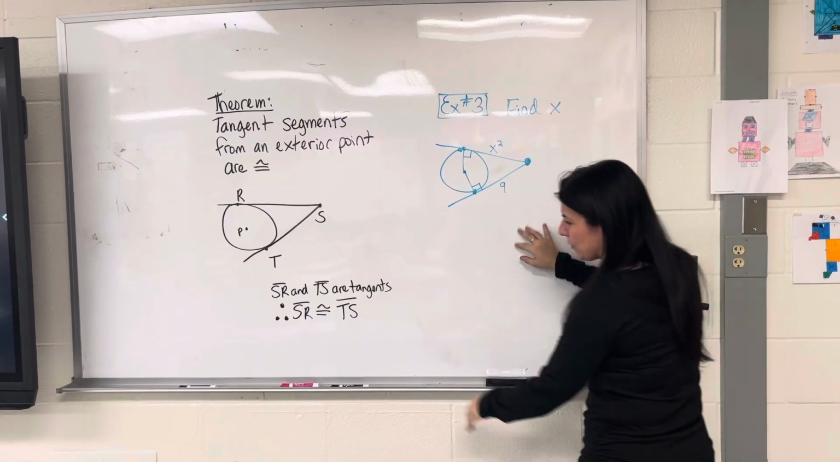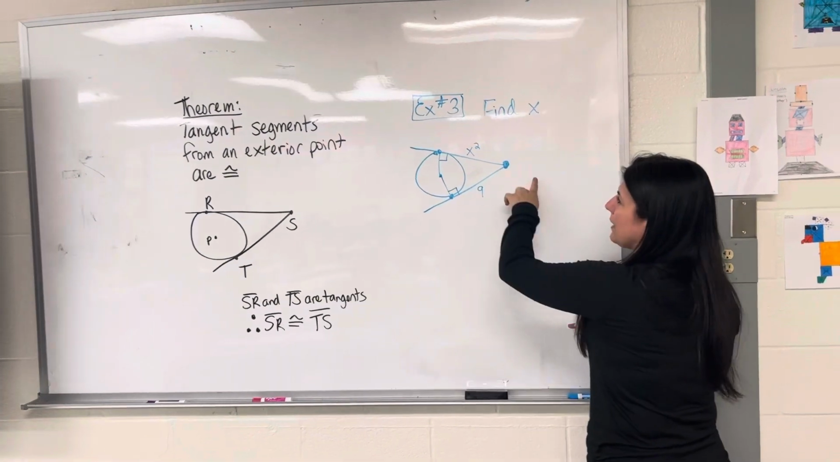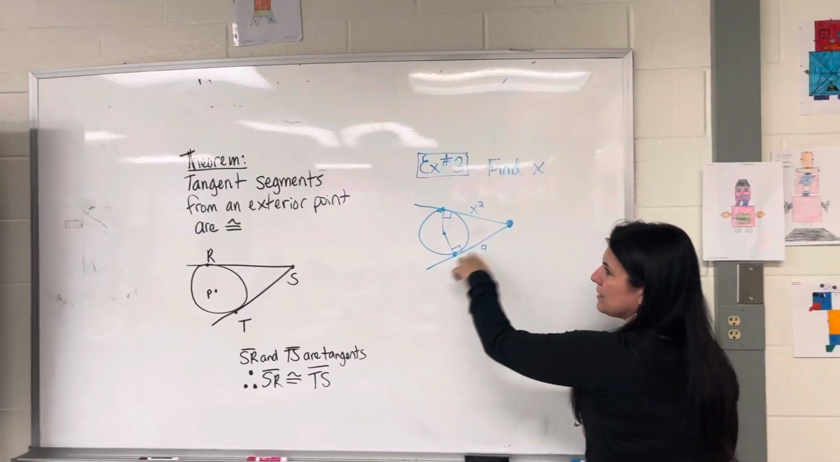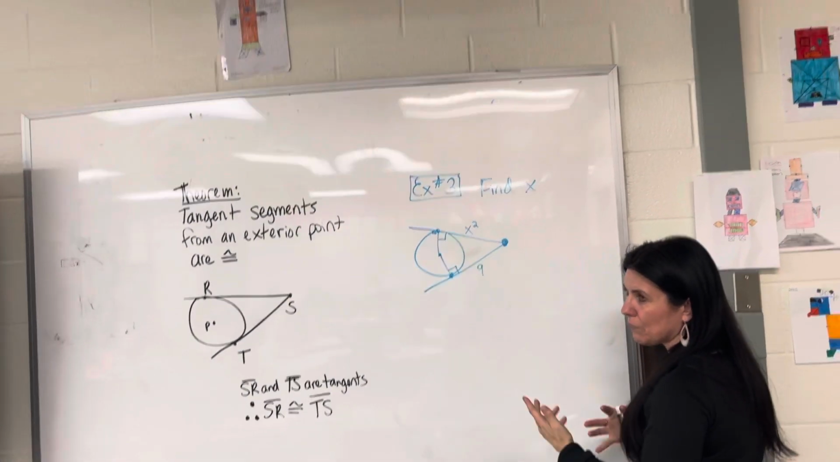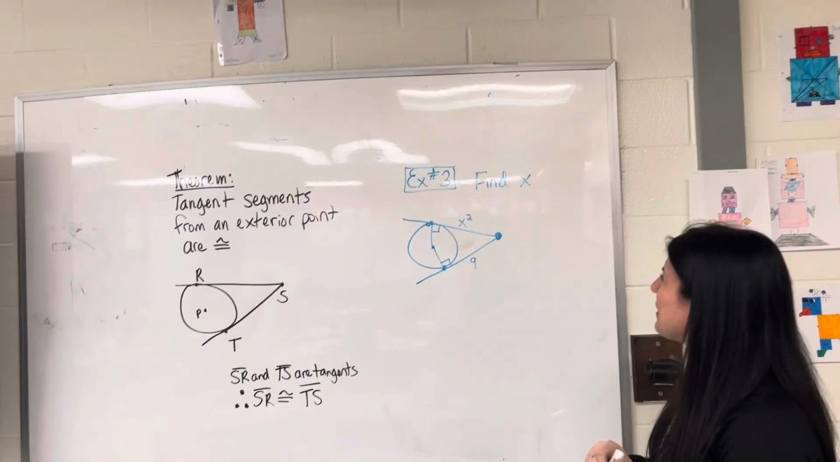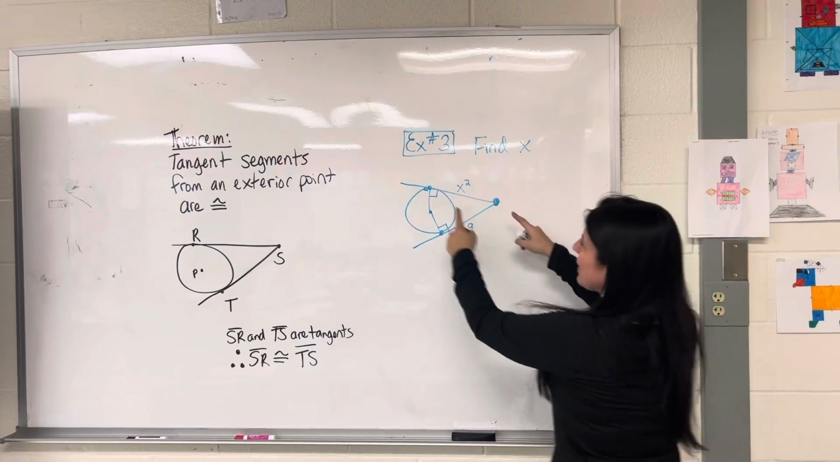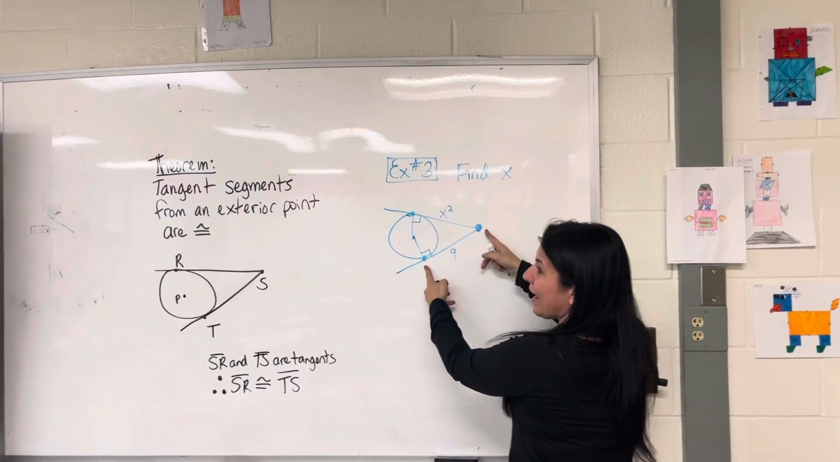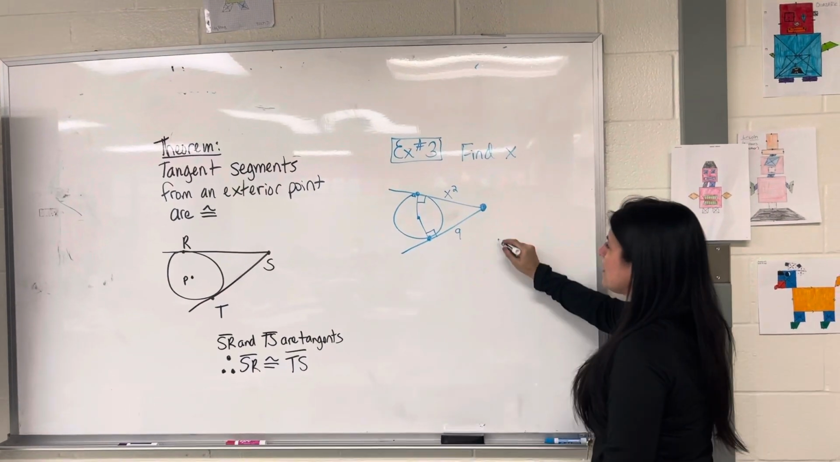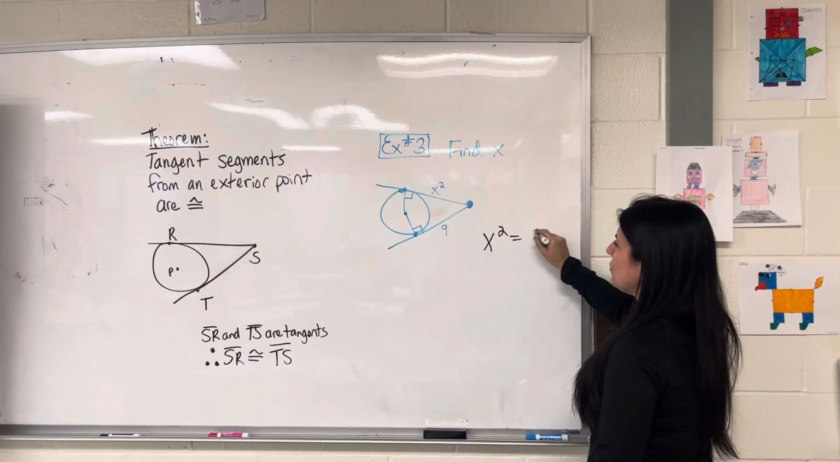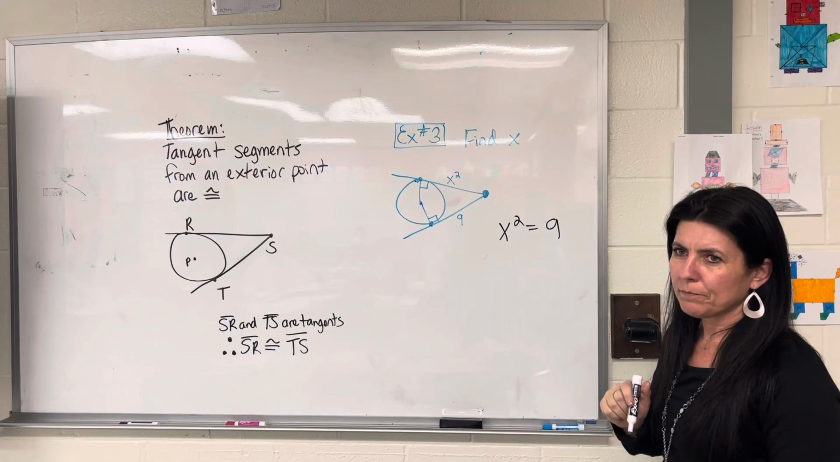Looking at my example here, I know that these two blue lines are tangent. They meet the radius at a perpendicular. That means that these two segments, this segment and this segment, have to be congruent using this theorem. So because they're congruent, I can set them equal to each other and solve.